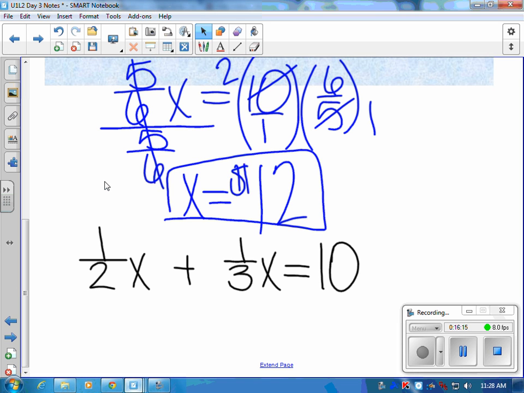Okay. Instead of multiplying both sides by 3 over 1, which is 3, what can I multiply by to get rid of both of these fractions? Because when you multiply by 3, we're still going to have 3 halves here. I'm still going to have a fraction. What could I multiply by that will get rid of both fractions? Instead of multiplying by 3, what one value can I multiply by that will get rid of both of these fractions?